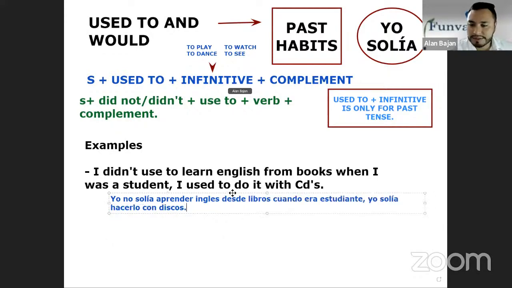That's how it basically sounds in Spanish. Okay. Let's go with the next one.